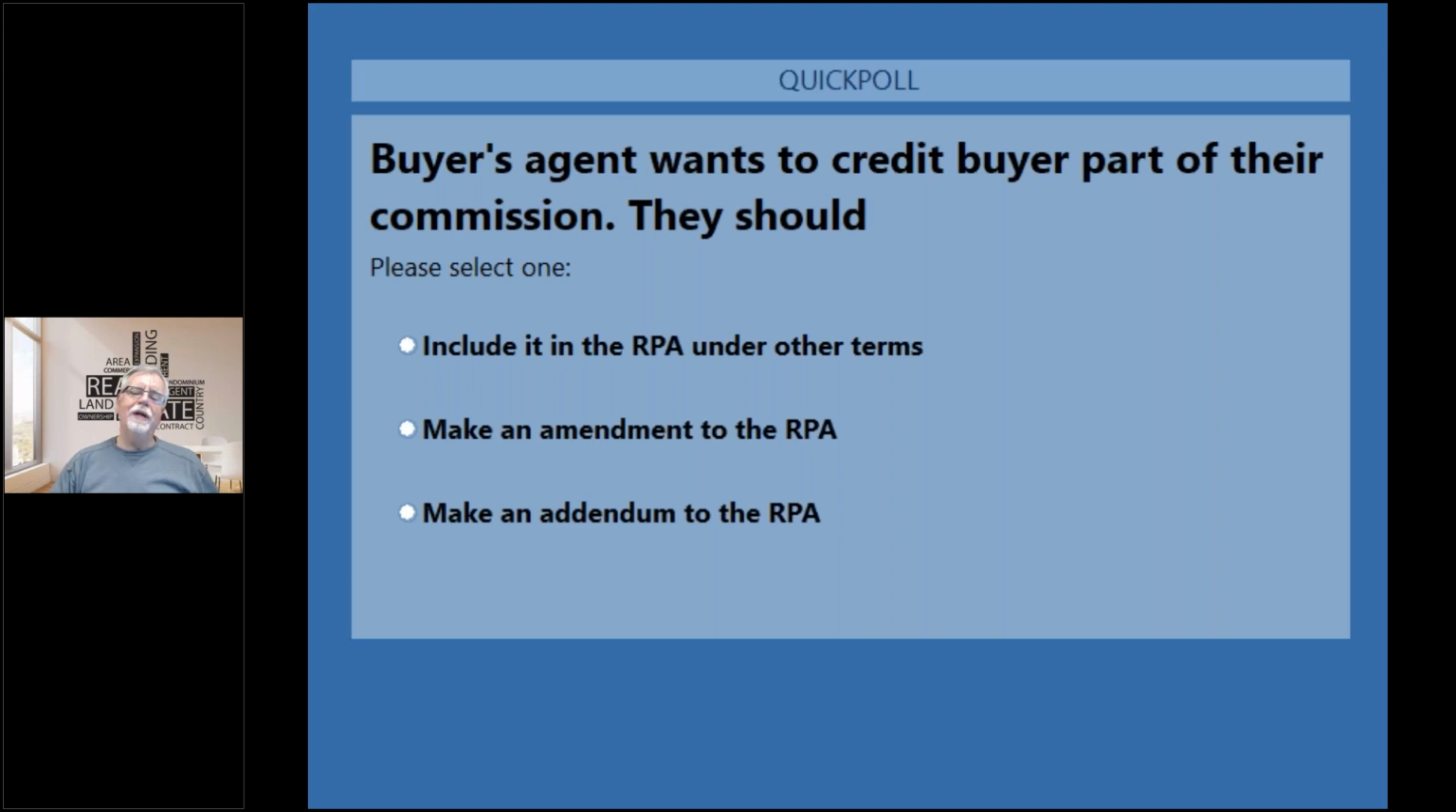If we're already in contract and you want to do it, that makes it a little more difficult, and partly because paragraph 10 of the residential purchase agreement, where it talks about who the agents are, has a great big box, right?